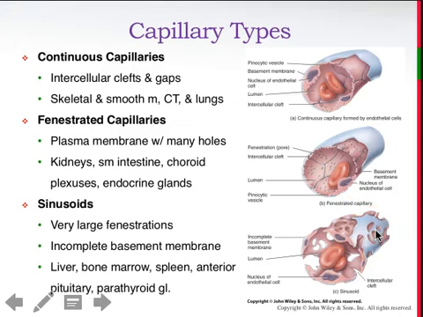We're going to see these sinusoidal capillaries in tissues with a lot of blood in them, that typically hold on to a lot of blood and typically do some important cellular exchanges. So liver, bone marrow, spleen, the anterior pituitary where we've got a lot of hormones moving, parathyroid gland, those sorts of places. So those are your three capillary types: continuous, fenestrated, sinusoidal. You want to know how they're formed, what they look like, and where they're located.